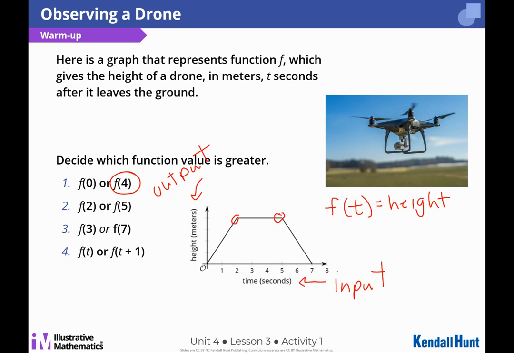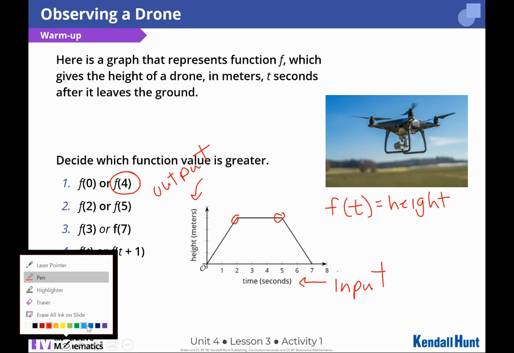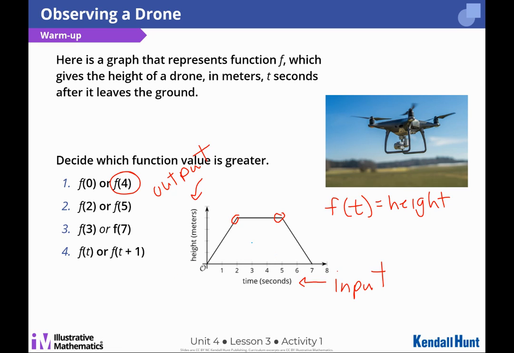And then f of 3 or f of 7. Well, f of 3 is again up there at the top. So f of 3 is about right here. For f of 7, the drone has landed. So f of 3 is a greater value. And then the last one is f of t or f of t plus 1. Well, that one depends on what t is.